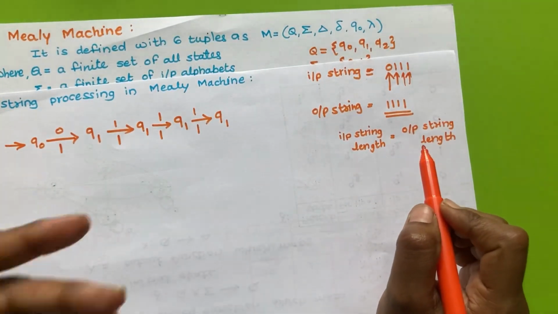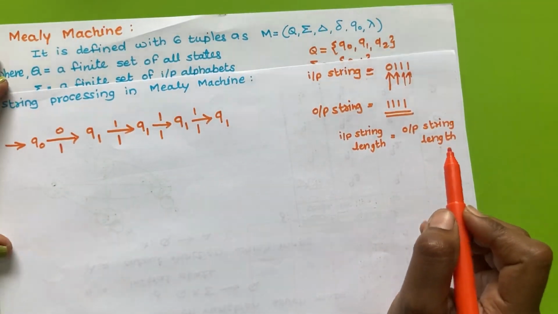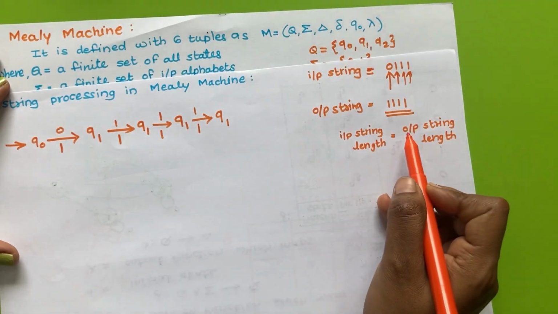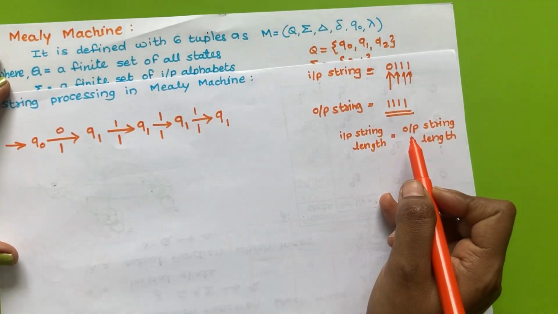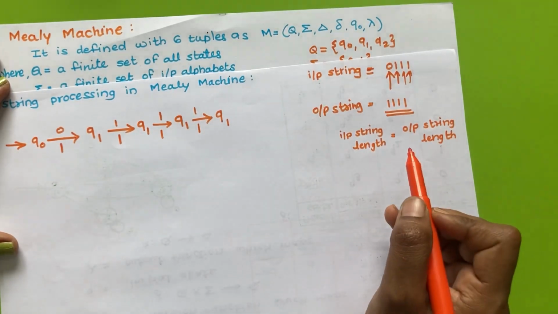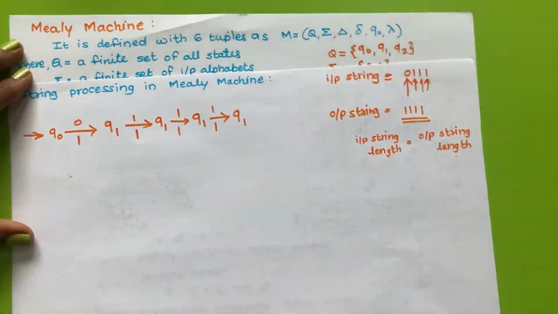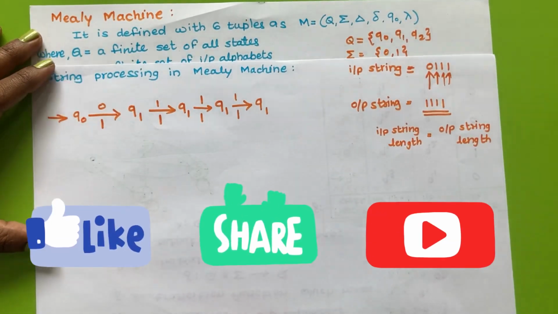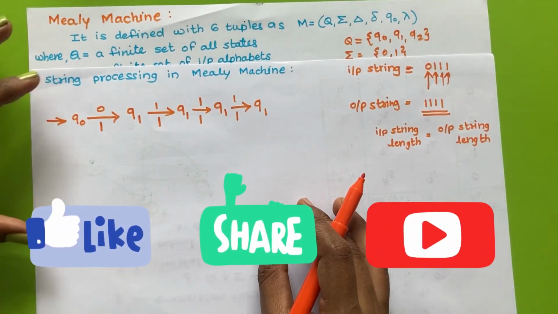In the case of a Moore machine, if we compare, the output string will be longer by 1 because at the initial state Q0 we also have an output symbol. So hope you have understood what is meant by a Mealy machine.